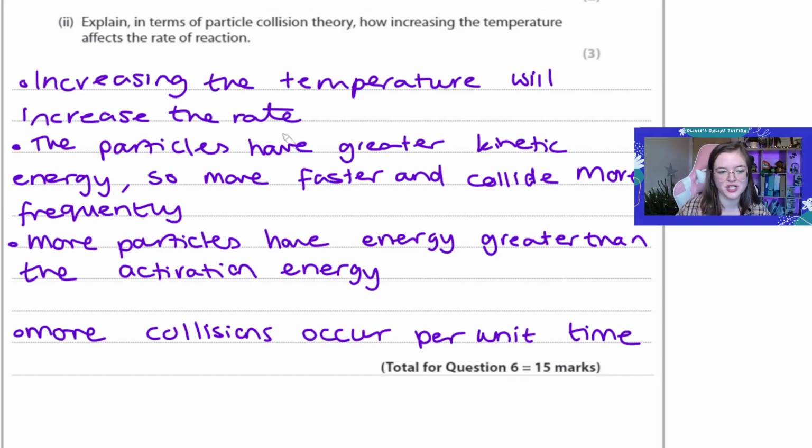So increasing the temperature will increase the rate of reaction, I should have said. And then the particles have greater kinetic energy, so move faster and collide more frequently. Then more particles have energy greater than the activation energy, so more collisions occur per unit time. There we go, that's the end of question 6.